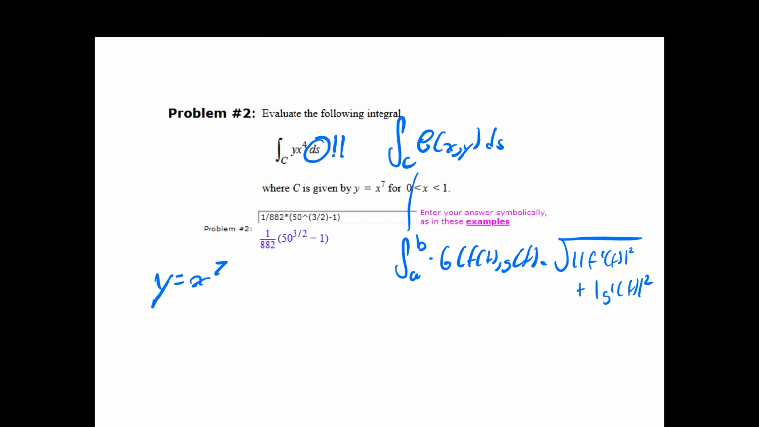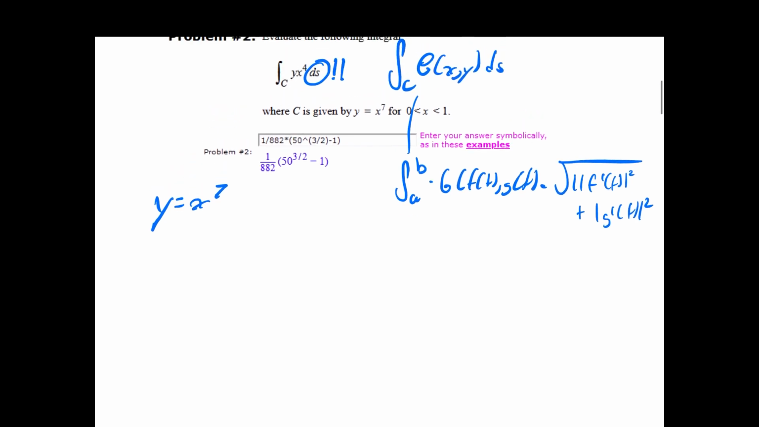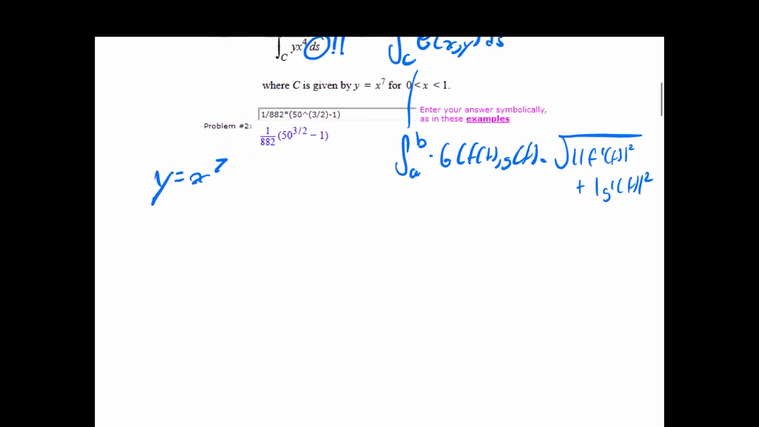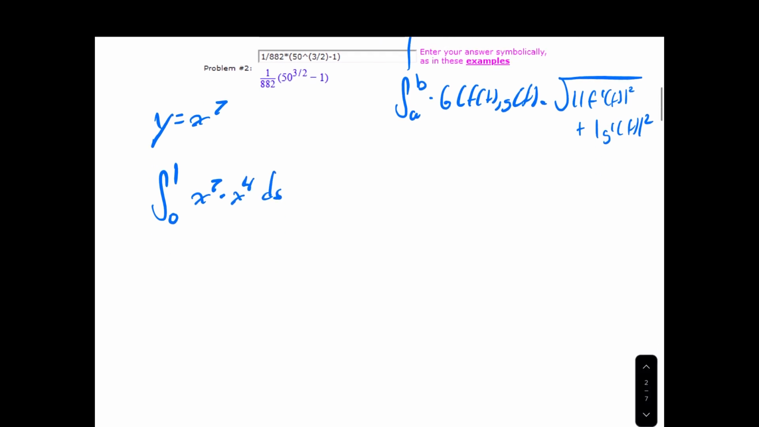The norm, by the way, doesn't really do anything. You're really just subbing in the derivatives. But yeah, let's go about finishing this question. What we're doing here essentially is we can sub in immediately y for the respective function. So we know we're integrating from 0 to 1, and we're going to have x to the 7 times x to the 4 ds.